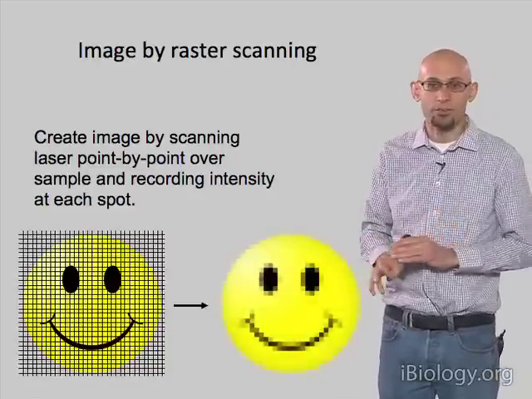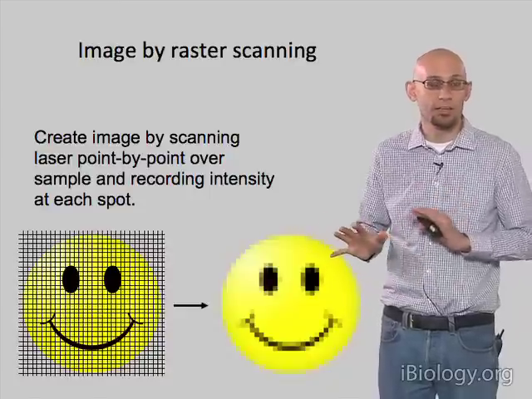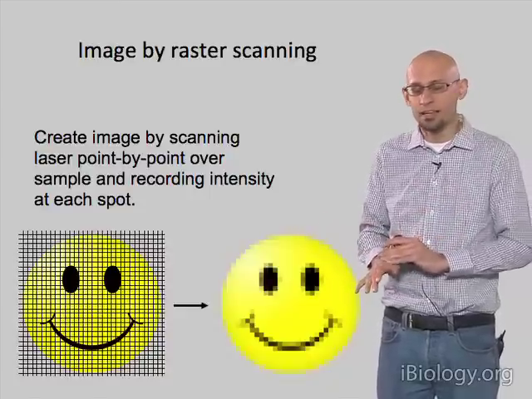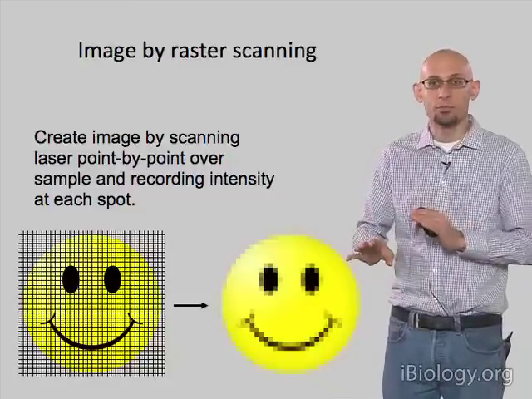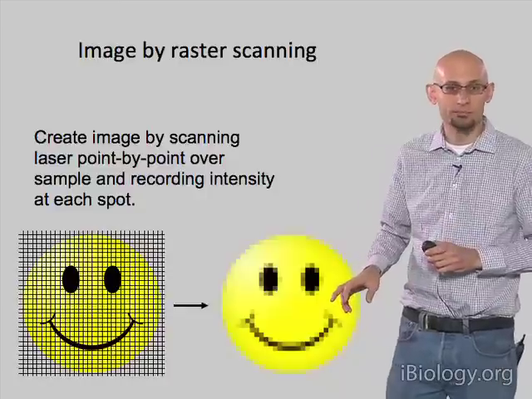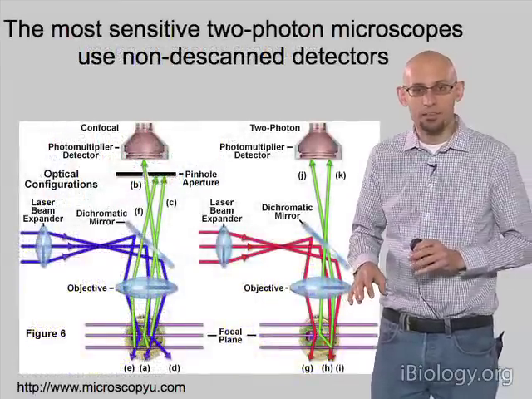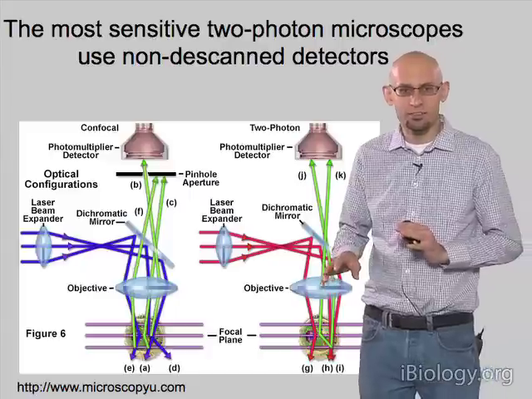So the excitation part of the microscope is really identical to a confocal. And then the detection path is this much simpler path where we don't need the pinhole, we don't need to descan the beam, we just record the total emitted light. And so this is called, as I said, non-descan detection.